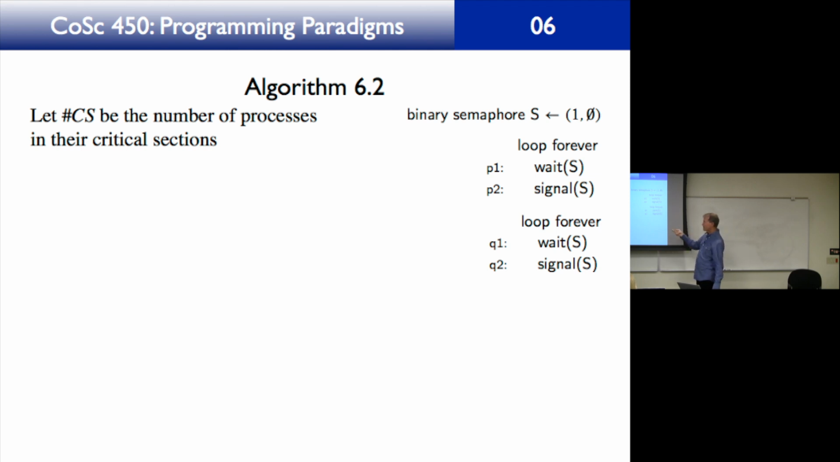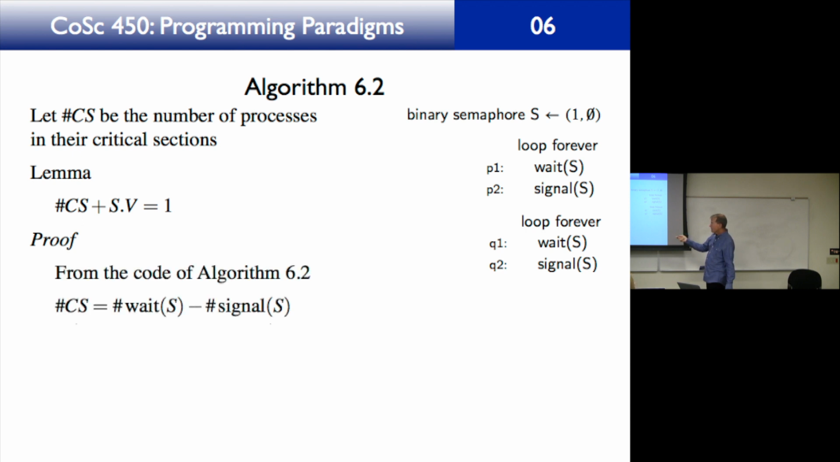Now, to prove that, first we're going to prove a little lemma: #CS plus S.V equals one. Now you remember that in this code that we're analyzing, it says binary semaphore S gets one and then the empty Q, right? So our initial value here is one. Then our initial value of S.V is 1, right? And we're claiming that for this code, #CS plus S.V equals 1. So how are we going to prove that? Actually, we're going to do it slightly differently.